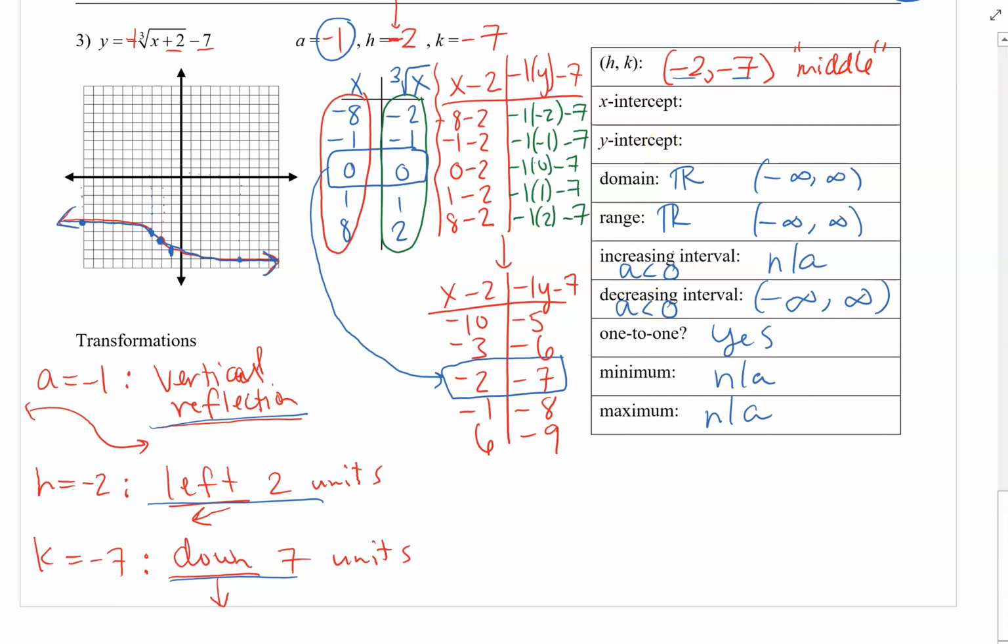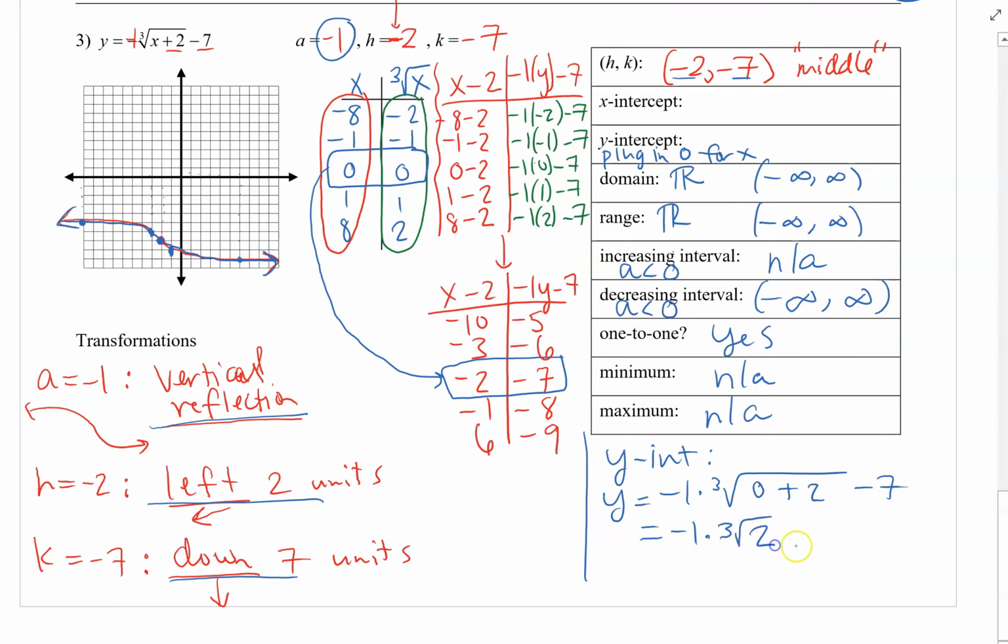For the y-intercept, we plug in 0 for x to see what y equals. So let me do that down here. What I'm going to do is take 0 and plug it in for x in my cube root equation. So then I get negative 1 times the cube root of 2 minus 7. Now the cube root of 2 is some decimal, so I'd rather you not give me the decimal and just leave it like this, negative cube root of 2 minus 7.